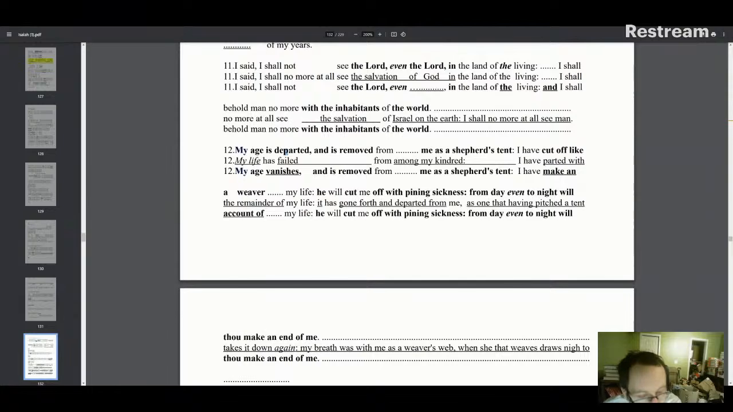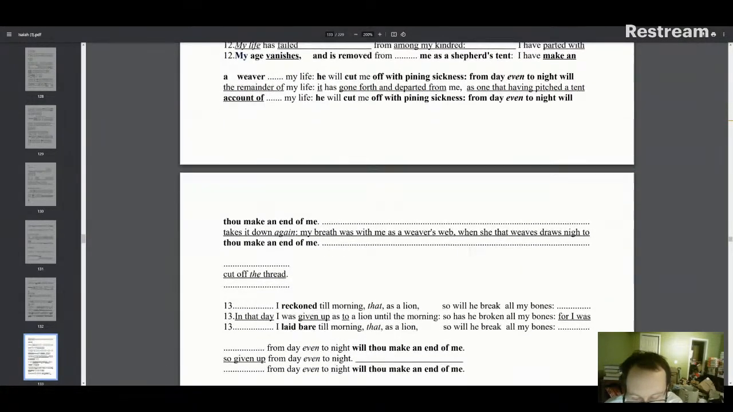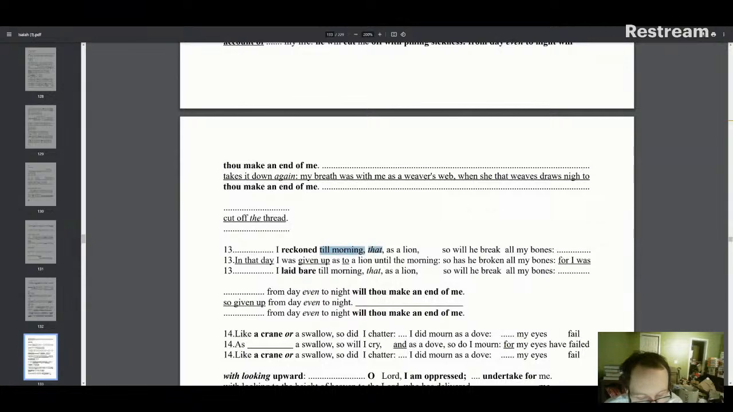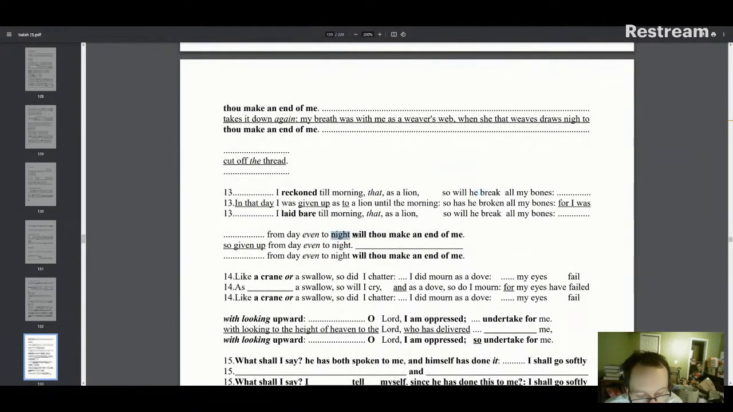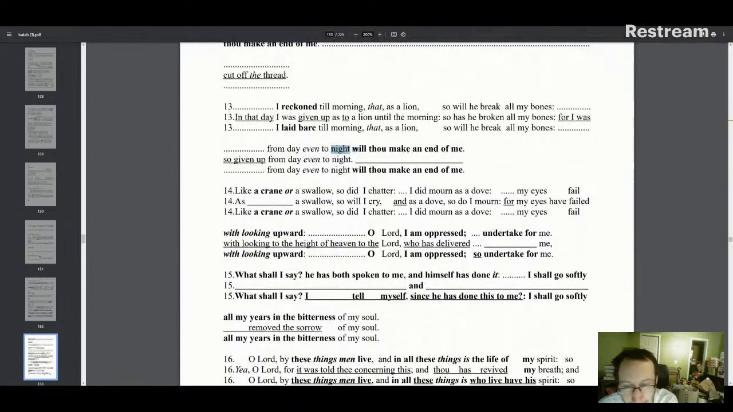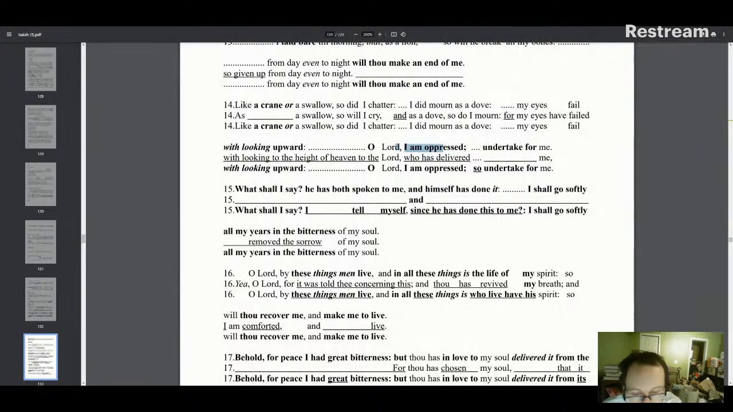He will cut me off with pining sickness. From day to night wilt thou make an end of me. I reckoned till morning as a lion, so will he break all my bones. From day to night wilt thou make an end of me. Like a crane, a swallow, so did I chatter. I did mourn as a dove, my eyes fail upward. O Lord, I am oppressed, undertake for me. What shall I say? He has both spoken to me and himself has done. I shall go softly all my years in the bitterness of my soul.